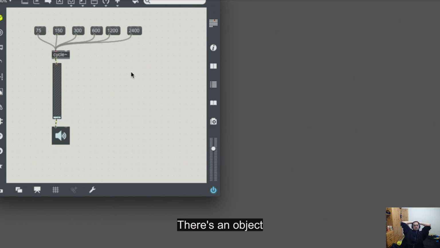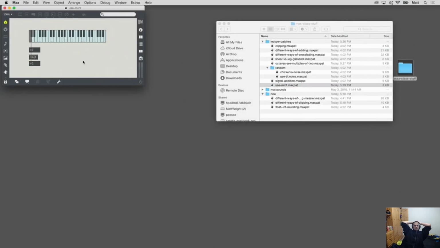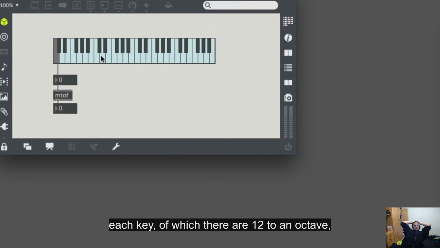So there's an object in Max called mtof that converts from MIDI note numbers to frequencies. So I've got an example right here of how to use the mtof object. So again, the MIDI protocol specifies note numbers, and each key, of which there are 12 to an octave, goes to the next note.